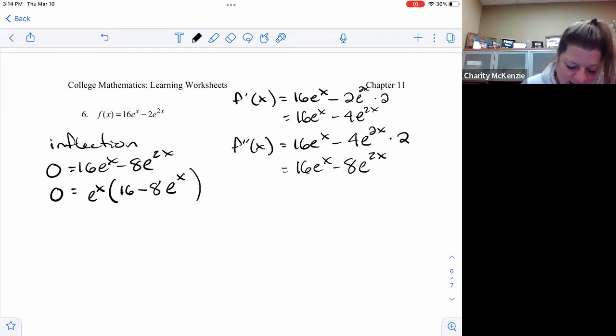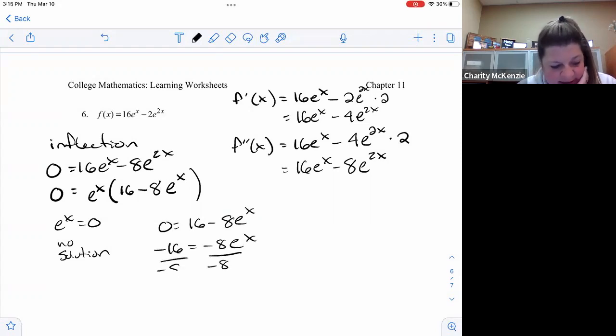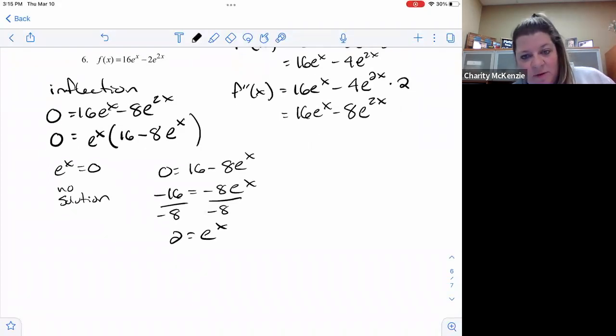So this first factor, e to the x, can't equal 0. So there's no solution on this part. But we can look at 0 equals 16 minus 8 e to the x. So I could add the 16 over, or minus the 16 over, and then divide by the negative 8, divide by the negative 8. And that's going to give me positive 2 equals e to the x. Then I can go ahead and use logs to solve this one.